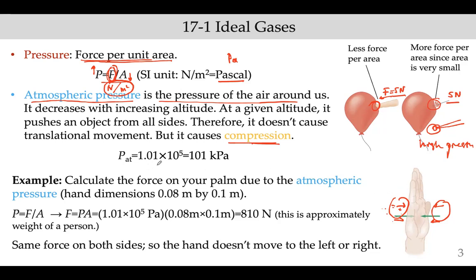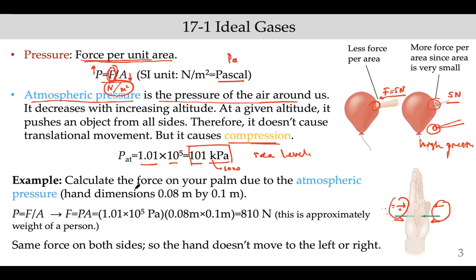Now, what is the atmospheric pressure at sea level? At sea level, it's 1.01 times 10 to the 5th Pascal, or we can write this as 101 kilopascal. Kilo means 1,000, as you know. So you can keep this in mind. It's about 100 kilopascals.